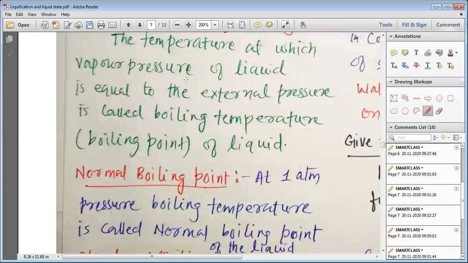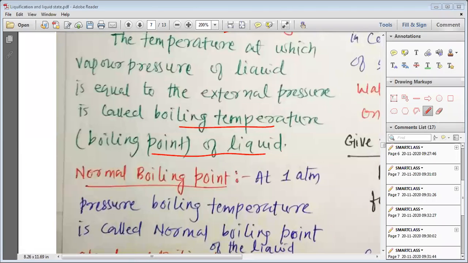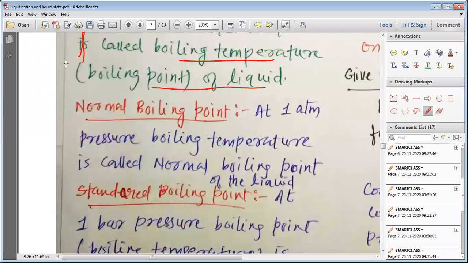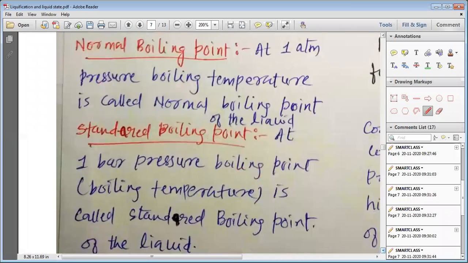The temperature at which vapor pressure of liquid is equal to the external pressure is called the boiling temperature or boiling point of the liquid. So at the temperature at which boiling starts, the vapor pressure of the given liquid is equal to the atmospheric pressure. This temperature is known as the boiling temperature. Now, the boiling point can be of various types. We have two different types of boiling point. First one is the normal boiling point, and another one is the standard boiling point.